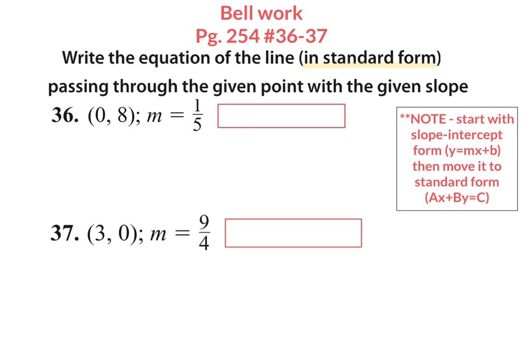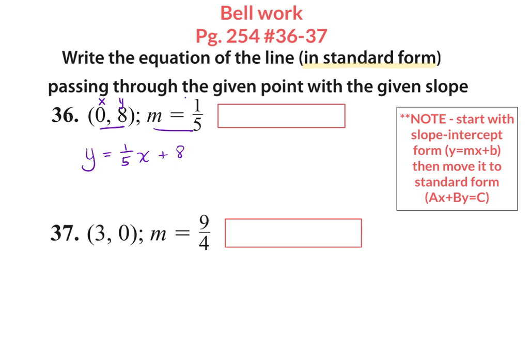So for what they have given us, they've given us x, y, and m. Now remember, if they give you 0 and a number, that is your y-intercept. So this one was kind of easy. You didn't actually have to solve for b. They actually handed it to you. 0, 8 was your y-intercept. So that is b. So you can start with y equals mx plus b. All right? And they want it in standard form.